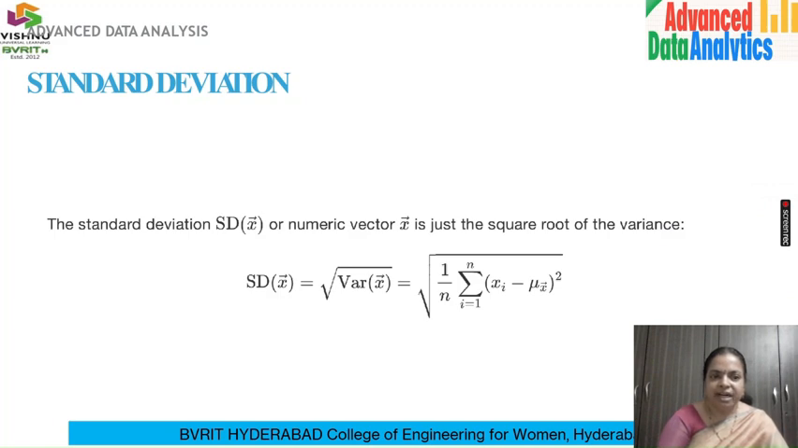Next is the standard deviation. Here we find the square root of the variance, which is called the standard deviation. Based on this we can know how much deviation there is in the values.